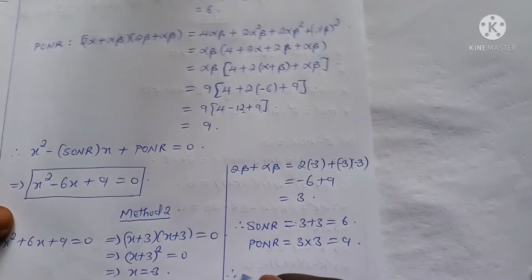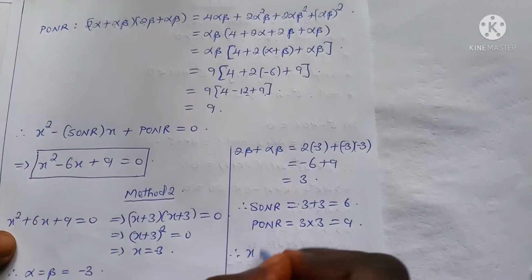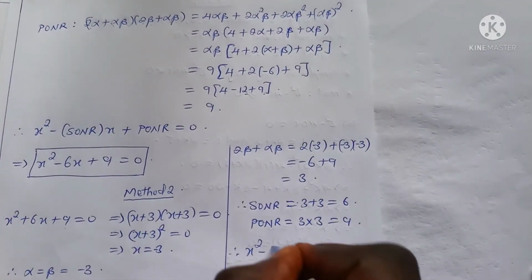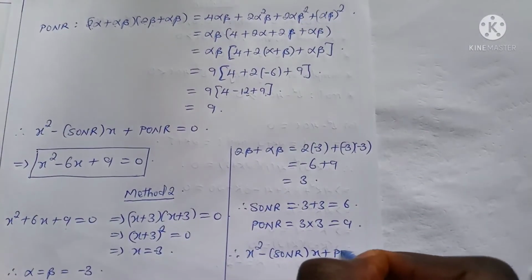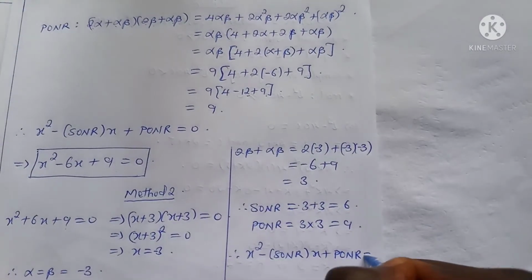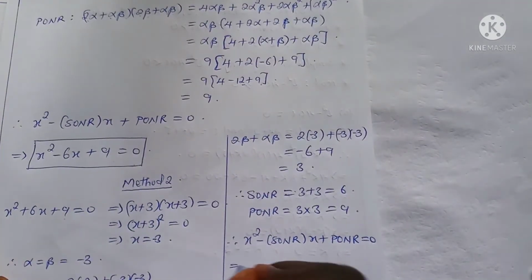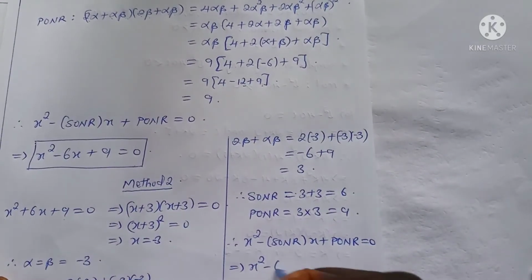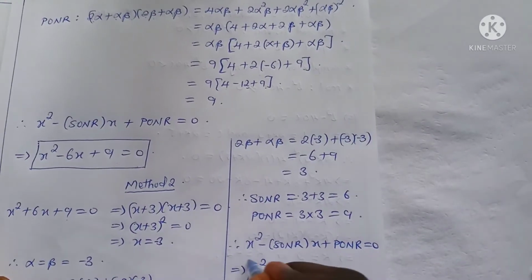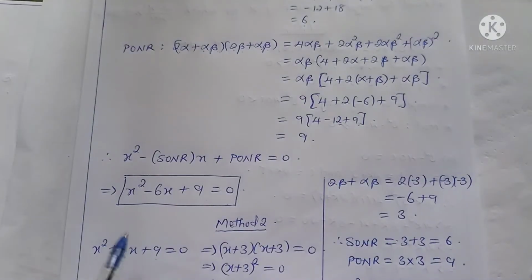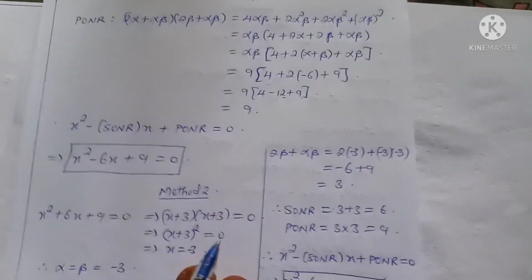And therefore, the quadratic equation can be written in the form x squared minus sum of new roots times x plus product of new roots, which is equal to 0. So this implies that x squared minus 6x plus 9 is equal to 0, which is the same quadratic equation as this quadratic equation here. So there are actually two methods.